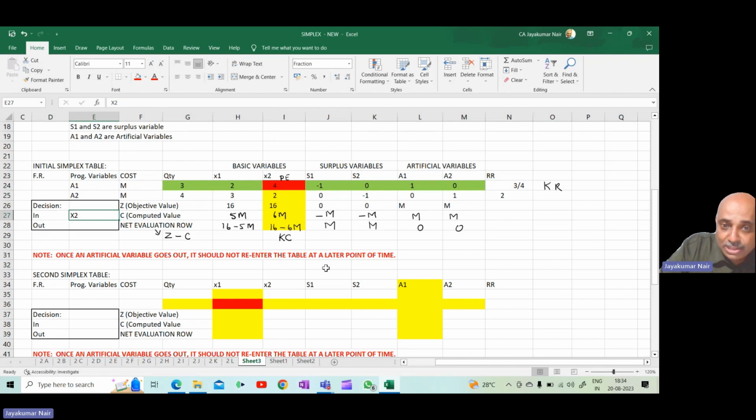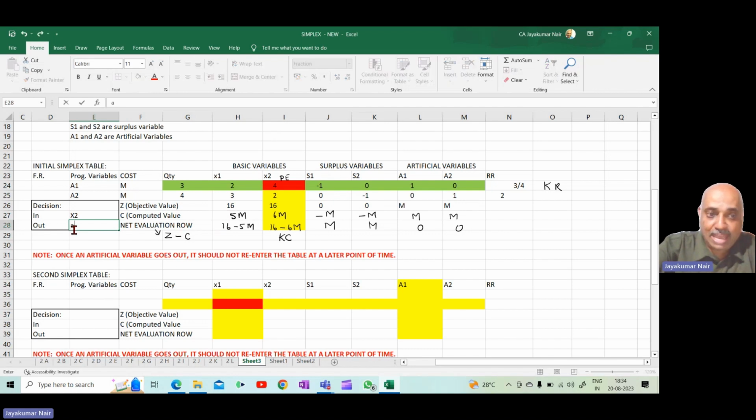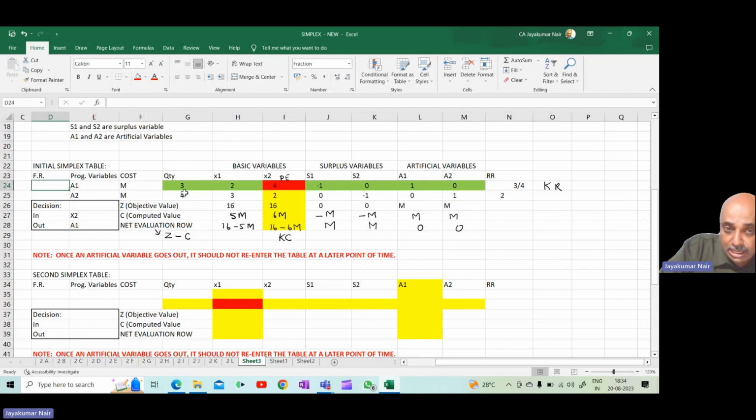So X2 has to enter the table, and which variable has to go out? It is A1. A1 has to leave the table. So that's the decision. And you know that for the key row, the fixed ratio is not applicable. For the non-key row, what should you do? It is the key column element divided by the pivot element, which is 4 divided by 2. So the first table is done.